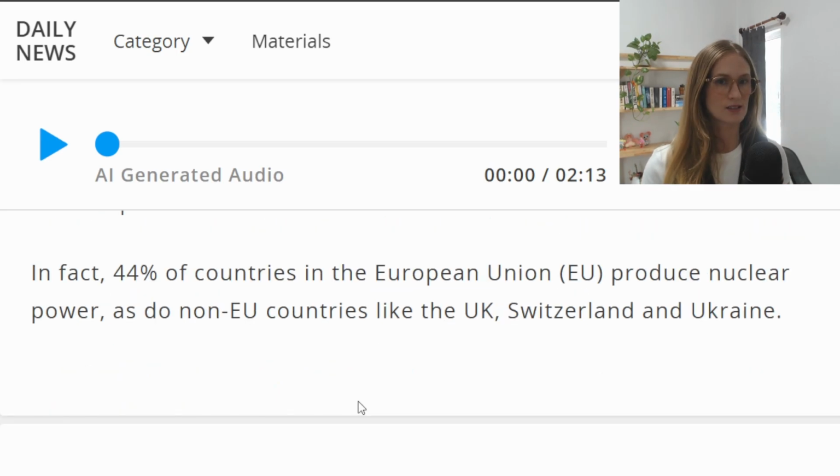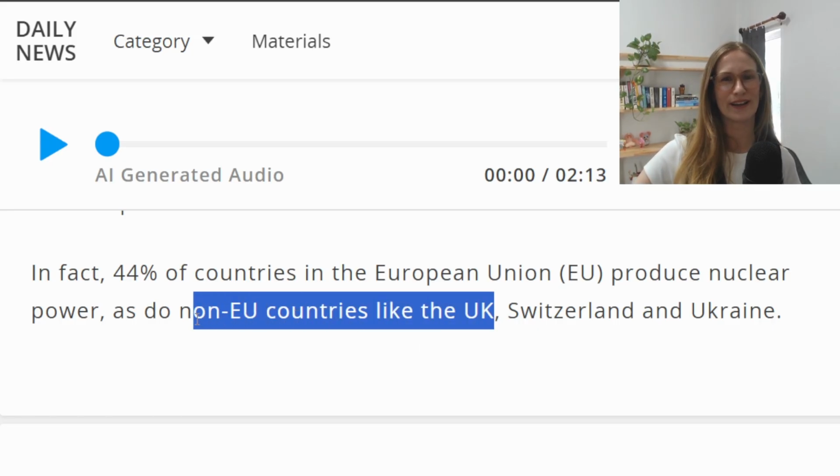In fact, 44% of countries in the European Union, EU, produce nuclear power, as do non-EU countries like the UK, Switzerland, and Ukraine. That still makes me sad to see non-EU countries like the UK. But oh well, I have to move on.